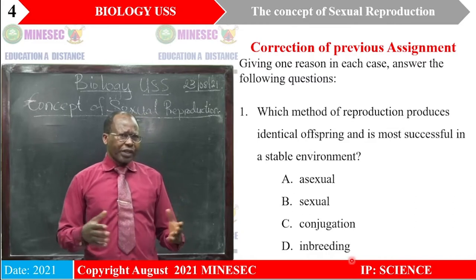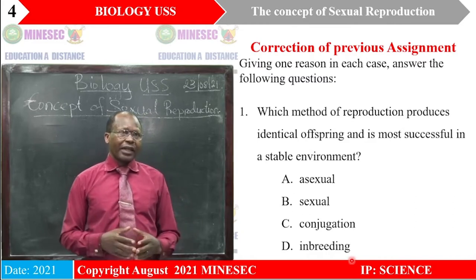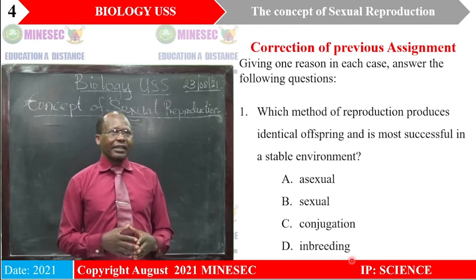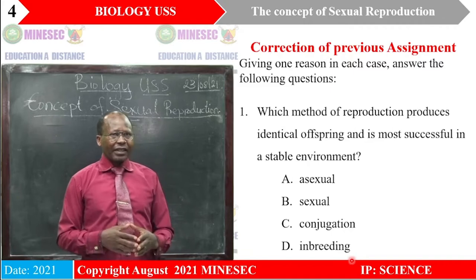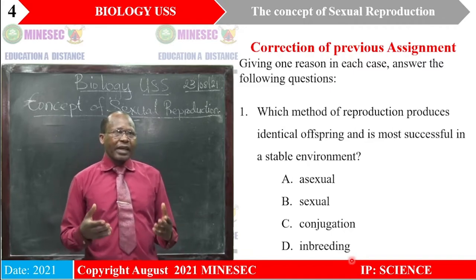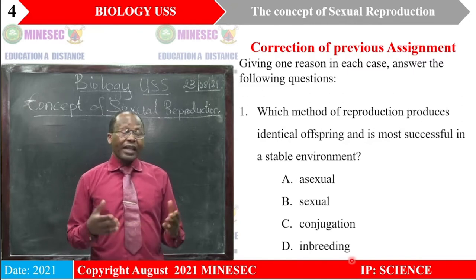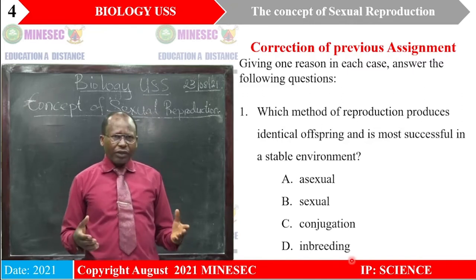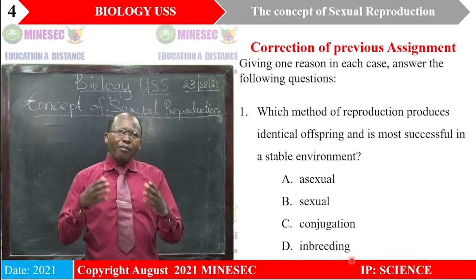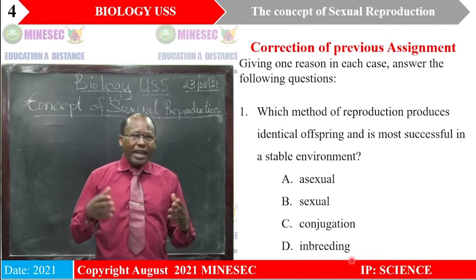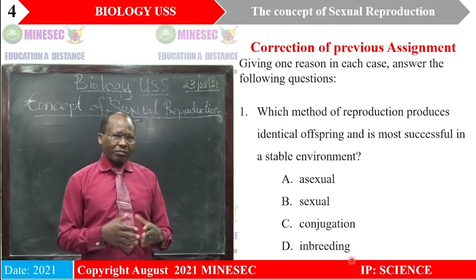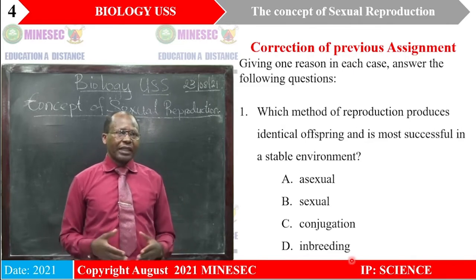But before we proceed with this plan, it is imperative that we do the correction of the assignment we had in the previous lesson. And this stated that we should give one reason in each case in answering the following questions. And the first one was, which method of reproduction produces identical offspring and is the most successful in a stable environment? We had the alternatives of asexual, sexual, conjugation, and inbreeding.